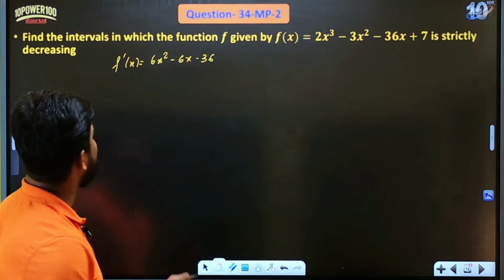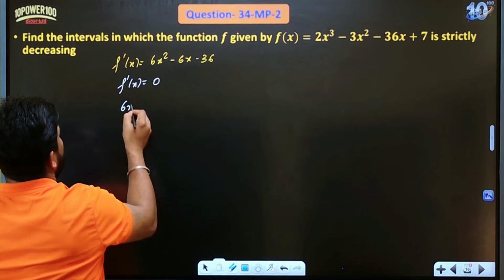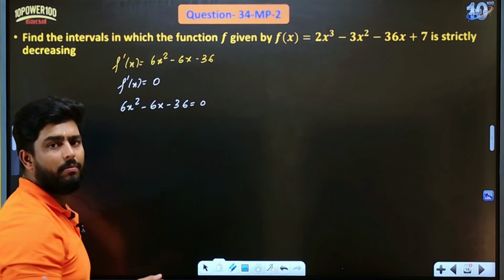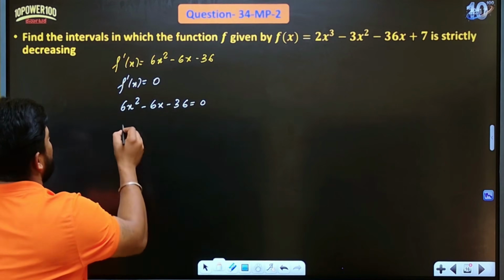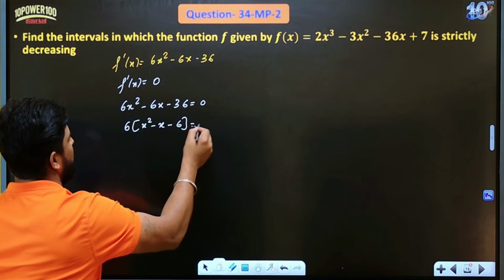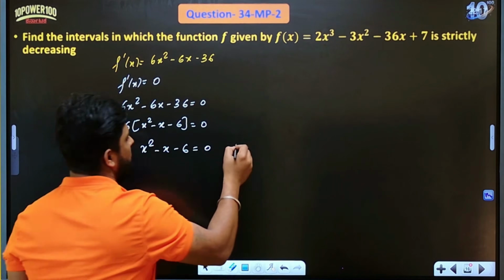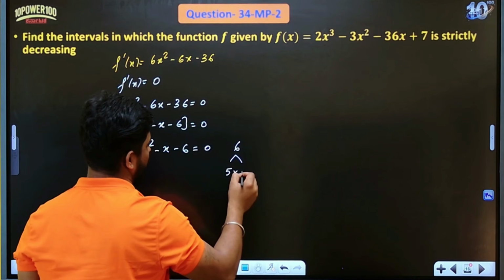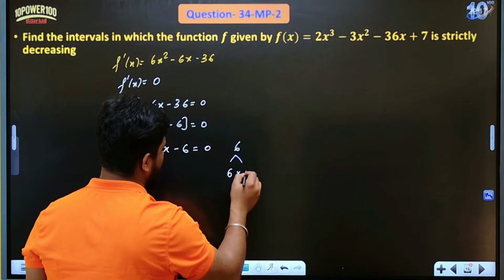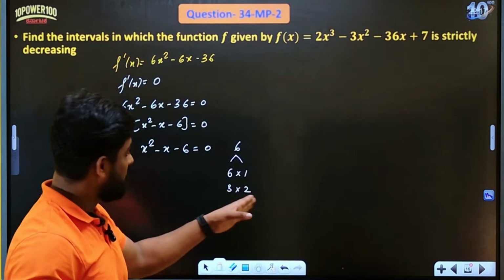Okay, next you take f dash of x is equal to 0. So 6x square minus 6x minus 36 is equal to 0. Like a quadratic equation, let's take 6 common. So you get x square minus x minus 6 is equal to 0. So what are the factors of 6? 6 into 1 and 3 into 2. 6 into 1 doesn't work, so take 3 into 2 itself.